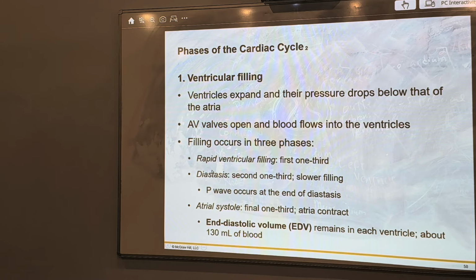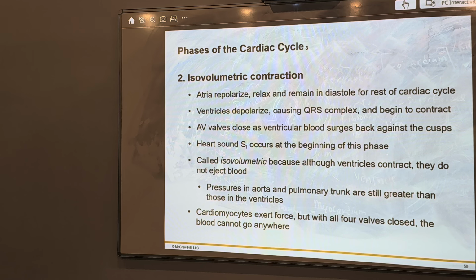And the end diastolic volume means the amount of volume at the end of diastole, meaning we have relaxed all the way and filled with the most amount of blood. Isovolumic contraction is when the atria repolarize and they relax and they remain in diastole for the rest of the cardiac cycle.